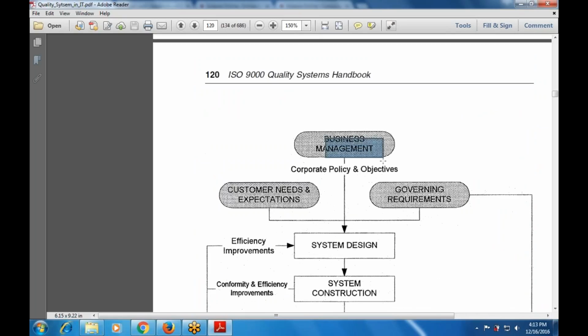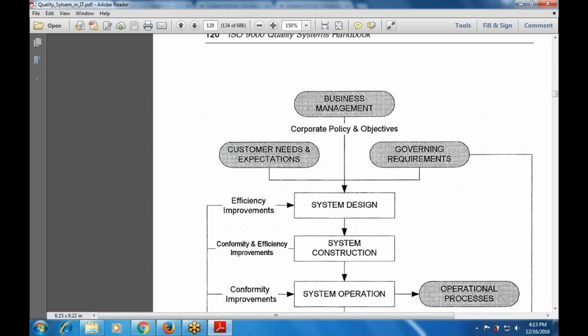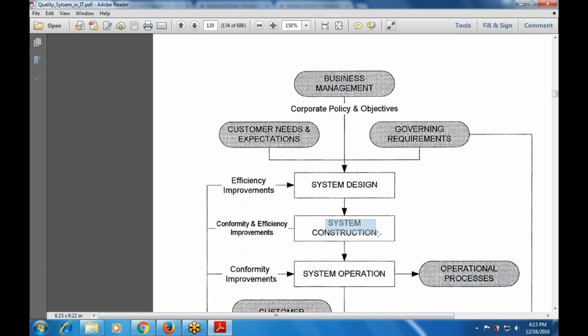So one is the business management. This includes the corporate policy and the objectives, then customer needs and expectations, and governing requirements. When we compile the customer needs and the governing requirements, they are combined into one part known as the system design. Then system construction, then system operation. So these are the three parts used with the management system, which is used with the corporate policy and the objectives.